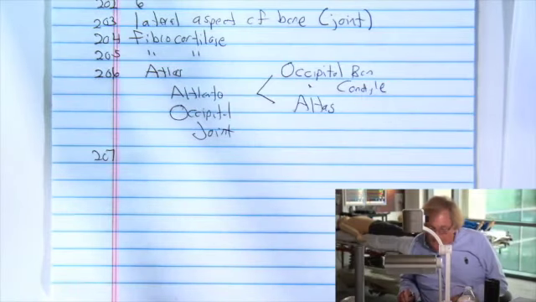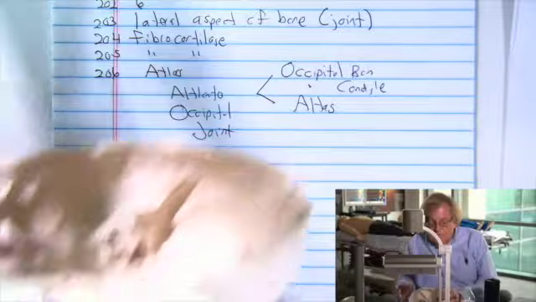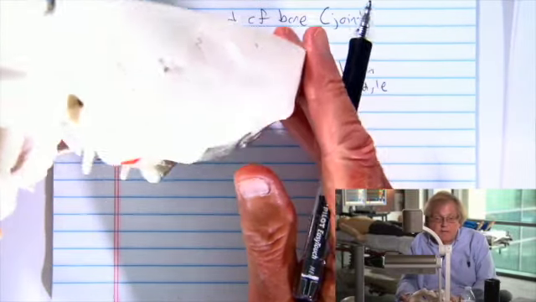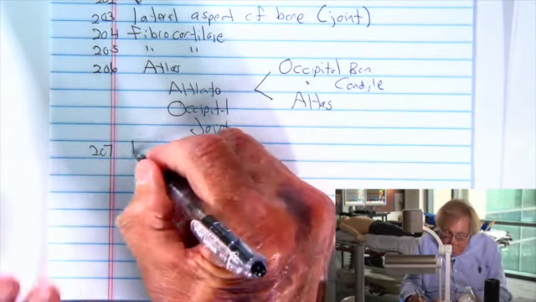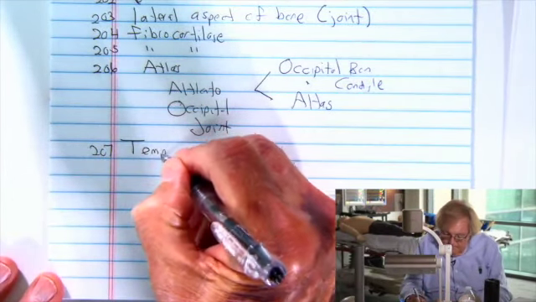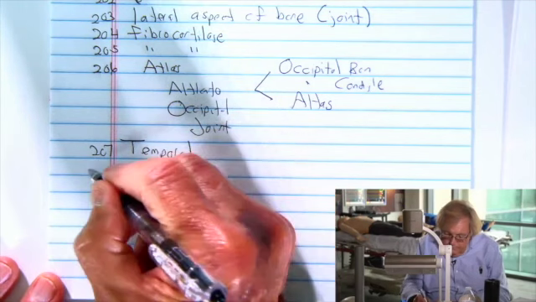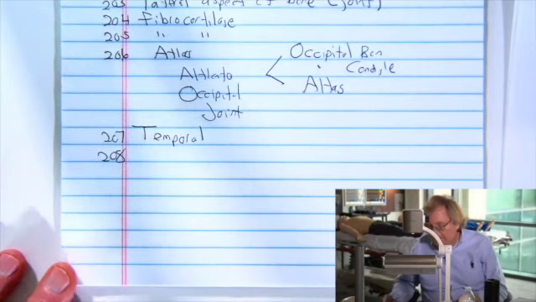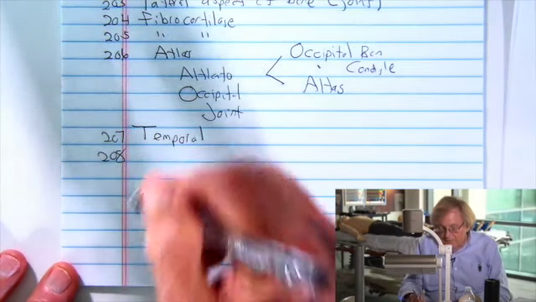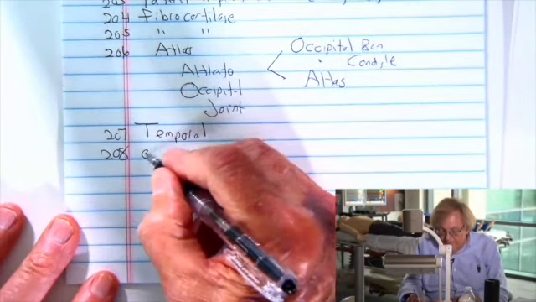207, the bone containing auditory meatus. Well, if you look on the side of your head right here, you notice that I've got my auditory meatus right here. So that's again the temporal bone. 208. 208 says the largest foramen in the body. That's going to be in the pelvic girdle. That's going to be the obturator foramen.